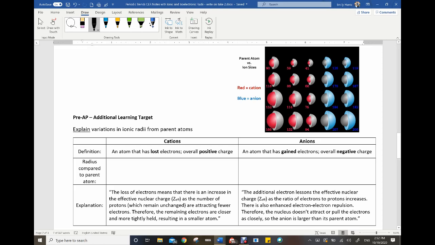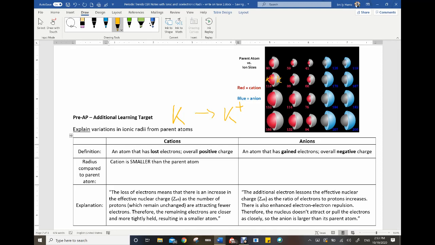Now, if we look at this little diagram here, the parent atoms are going to be the atoms that are neutral. For example, you might have a parent atom of potassium, which is K, and the cation might be K+, indicating that 1 electron has been lost. If we compare these 2 atoms, let's pretend this is K and this is K+, what we notice is the cation is smaller than the parent. It kind of fits inside of it. So the cation is smaller than the parent atom.